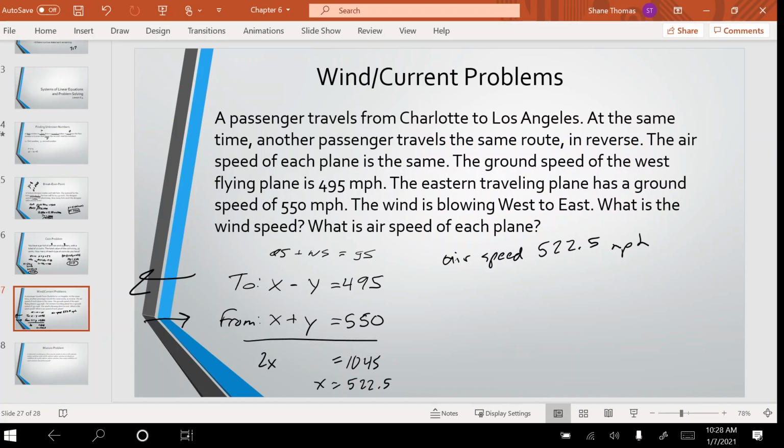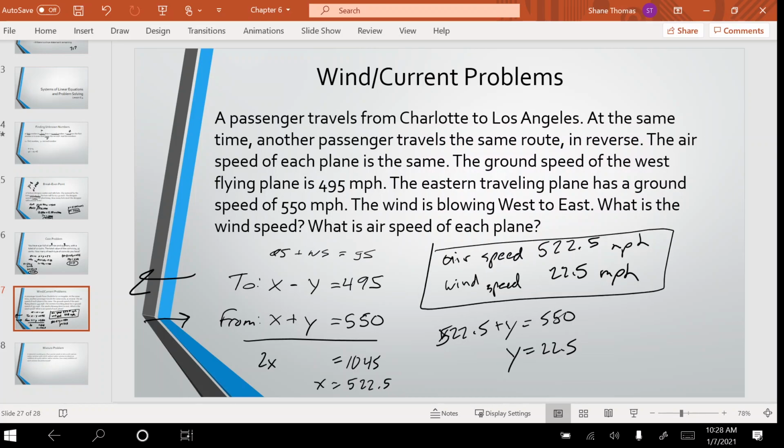Now we just got to plug that guy back in to figure out the other one. So let's plug it into the second one. X is 522.5 plus Y is 550. So I'm going to subtract that across. Y is going to be 22.5. So therefore, my wind speed is going to be 22.5 miles per hour. Does that make sense? Okay.